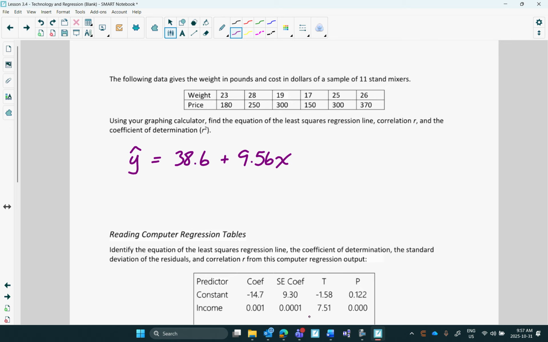The correlation coefficient is, we'll just say 0.49. And the correlation coefficient squared is about 0.24. And you have to remember what that R squared means. It means 24% of the variation in price can be accounted for by weight of the stand mixer. We talked about that in the last lesson. Okay.